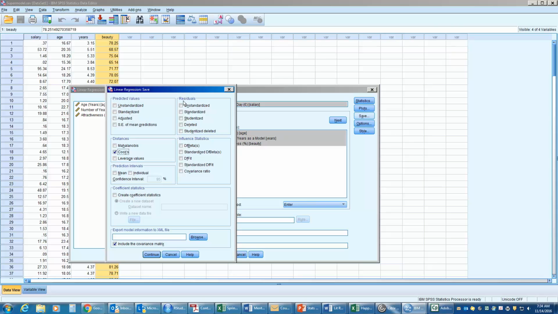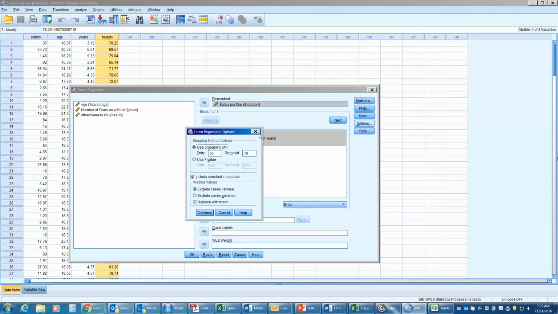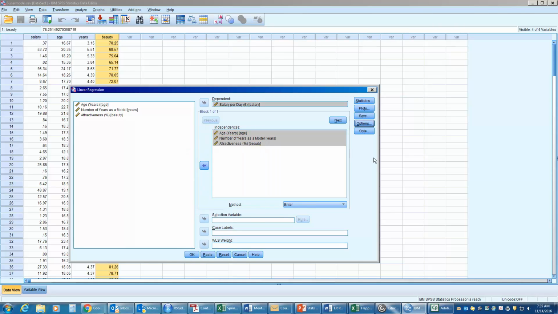So residuals is something that we can look at, and standardized residuals are a good idea. So I have Cook's distance. We could actually click on Mahalanobis distance as well, and examine influential cases from that perspective. But I think that with Cook's distance we're okay. We can click on continue, and there's actually very little extra that we're going to click on here. And let's go ahead and click on OK.